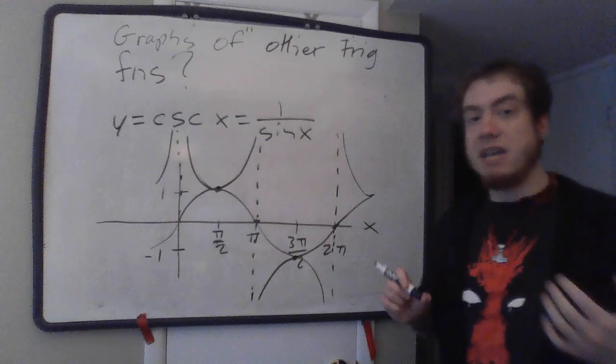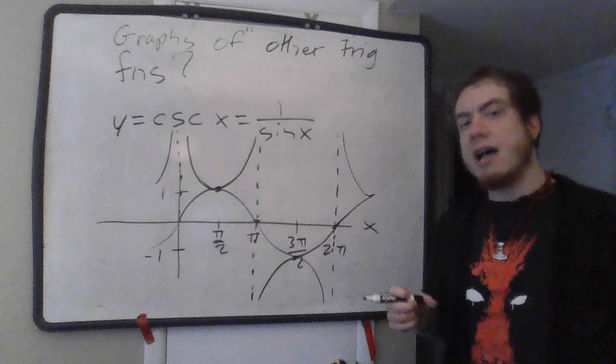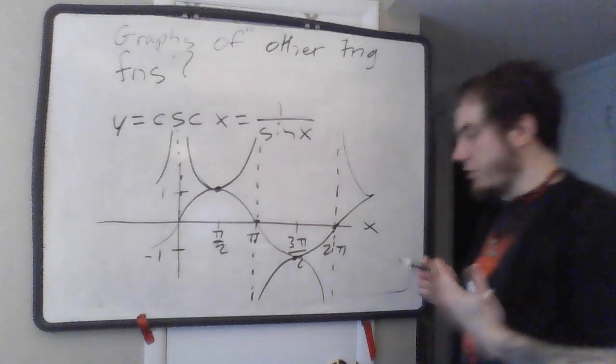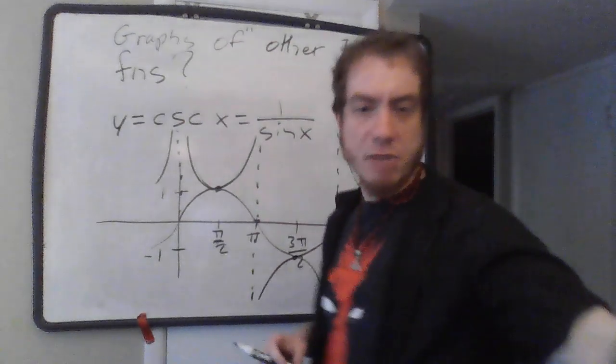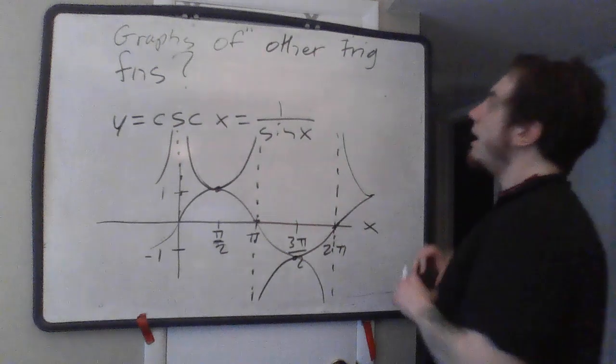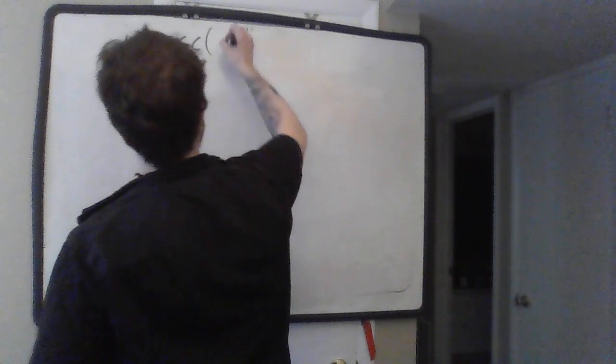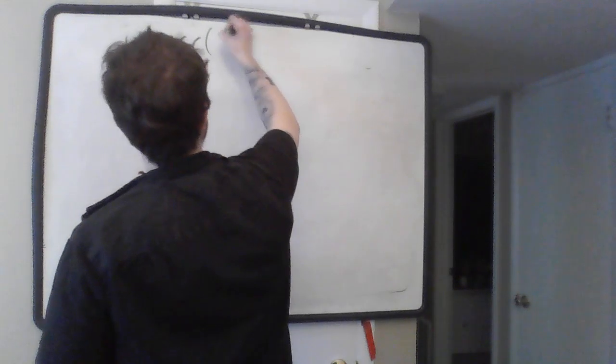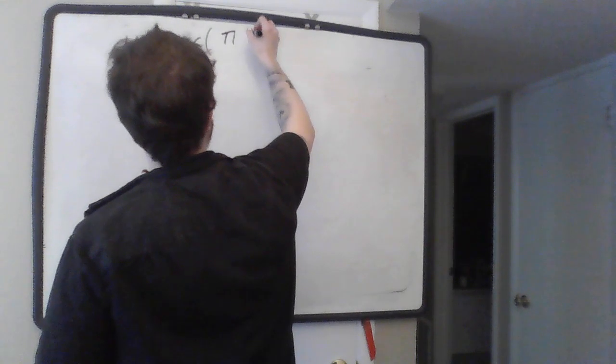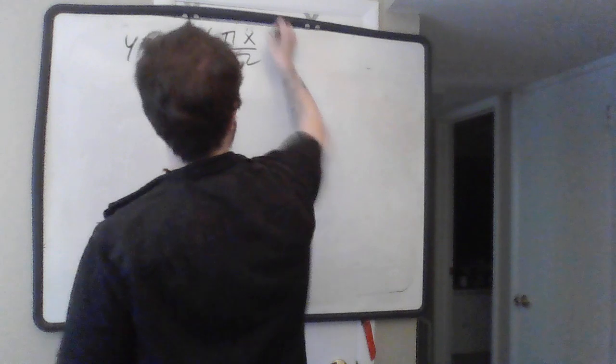Now, of course, from this, you can start making other kinds of pictures about the cosecant. So, for example, assuming I can find my eraser, there it is. If I wanted to graph something like, let's say, y is equal to the cosecant of pi times x divided by 2.